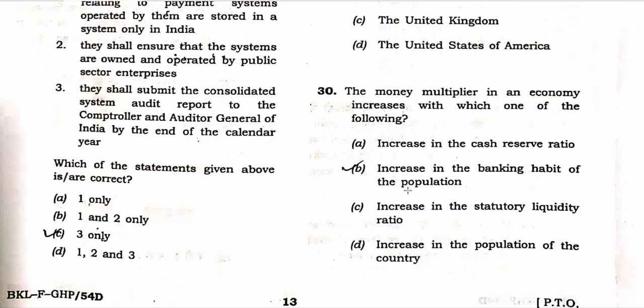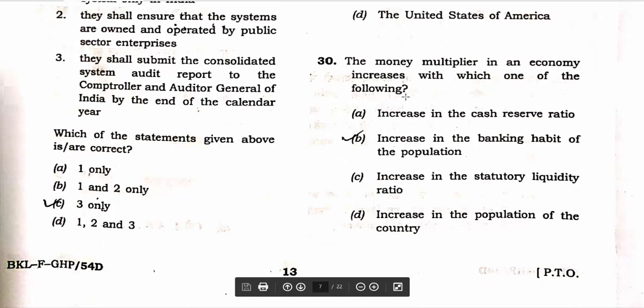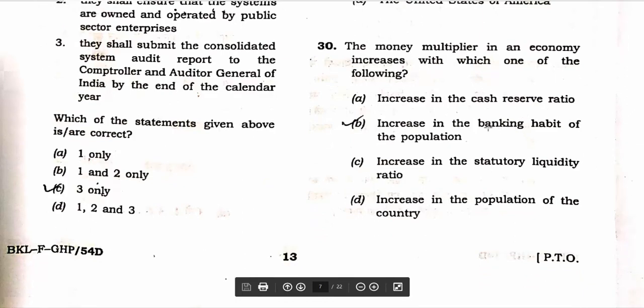30. The money multiplier in an economy increases with which one of the following? Even if you don't know the proper definition of money multiplier, with common sense you could have got your answer, that the answer is B, increase in banking habit of the population. And apart from that, the other 3 options are not likely, because an increase in the cash reserve ratio doesn't make sense, since it's only a cash reserve ratio where the banks have to keep it with the RBI, it will not increase.